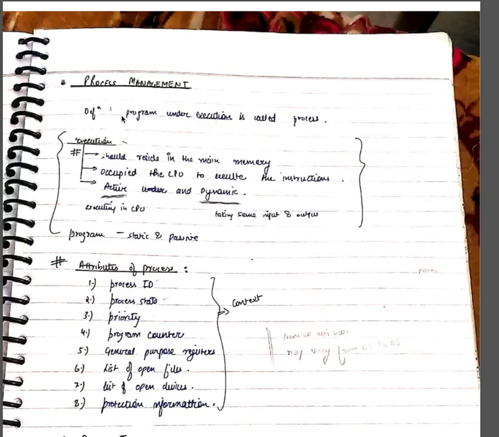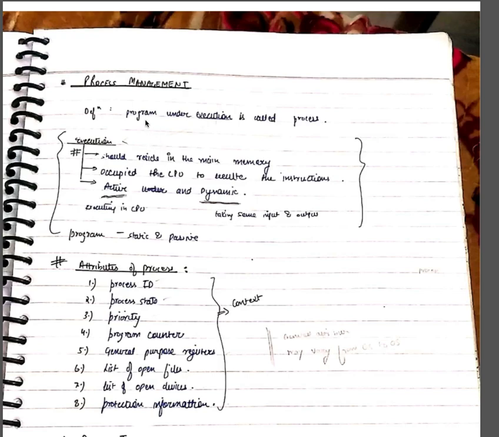So we will be moving forward with the topic of process management. We'll be seeing various things like the process life cycle, how a process moves from one state to another. So let's begin. Now, the definition: a program in execution is simply called a process.